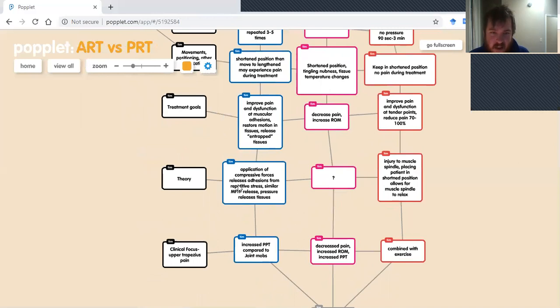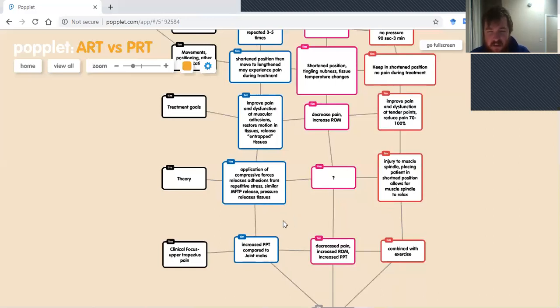is with ART, application of compressive forces releases adhesions from repetitive stress. You're applying shear forces as well as compressive forces. And I kind of think it's similar to a trigger point release, that the pressure releases the actin and myosin, and kind of relates to that.